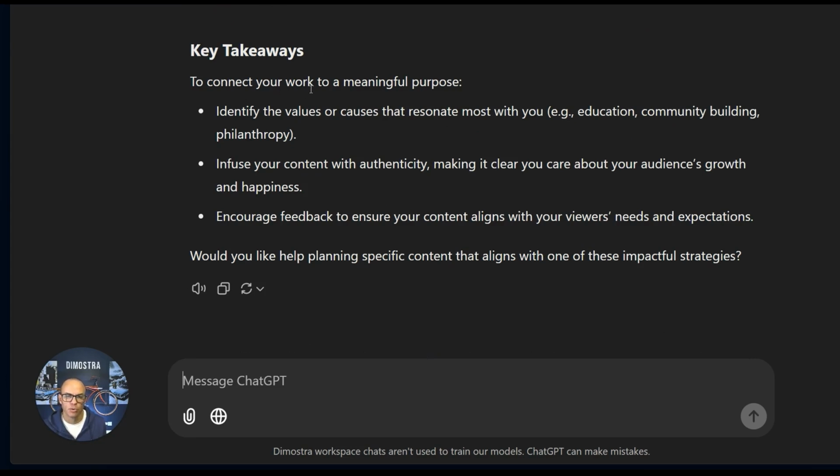To connect your work with a meaningful purpose, identify the values or causes that resonate mostly with you. Infuse your content with authenticity, making it clear that you care about your audience's growth and happiness. Encourage feedback to ensure that your content aligns with your viewers' needs and expectations. This is great stuff. Now let's look at authenticity and relatability.